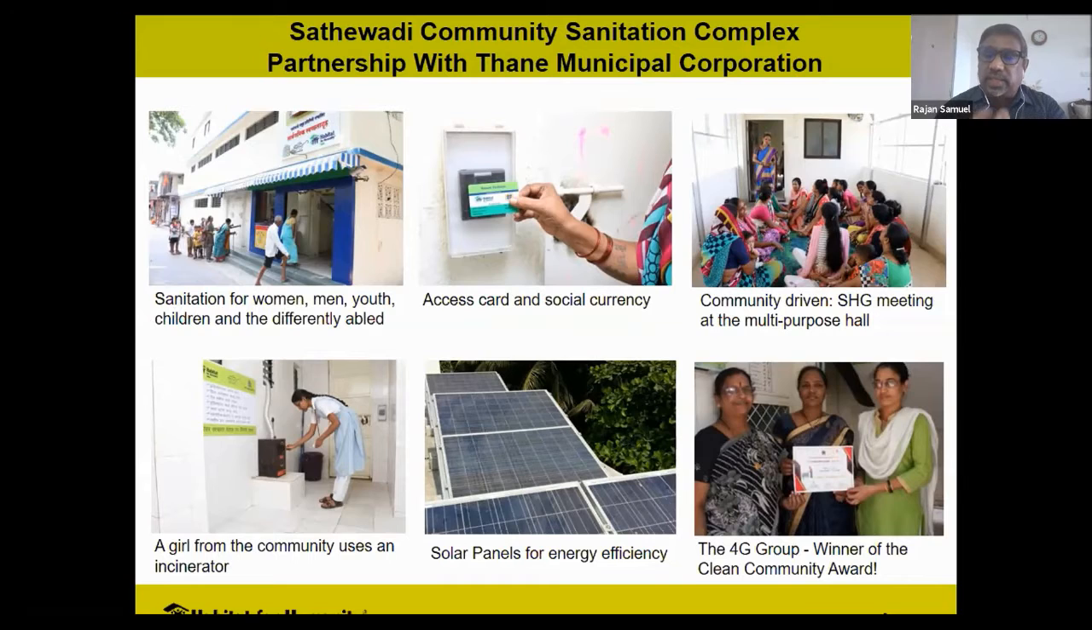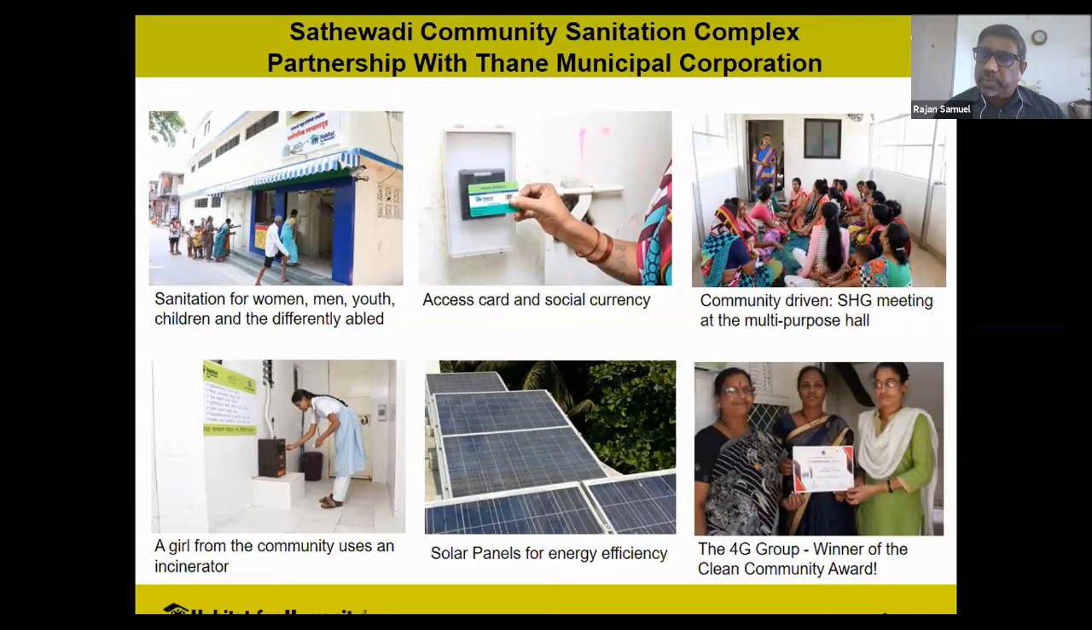The third one you see is that it's a community-driven, community-owned self-help group, and even today they manage this complex, and they have a lot of other enterprises that they promote, and we have been helping them to do all these things. The third floor of the complex is where people hold their regular meetings. That's what you see on the extreme right. Below you see a girl using the incinerator. We put in an incinerator so that they can burn sanitary pads. It has solar panels, to promote clean energy and also save power, so it's a mini grid so that this complex can operate 24/7.